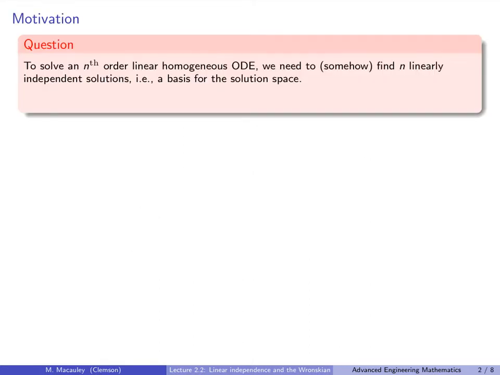Let me pose a question that will serve as a motivation for the main topic of this lecture. To solve an nth order linear homogeneous ODE, we need to somehow find n linearly independent solutions. In other words, a basis for the solution space. Recall this is a vector space of dimension n.